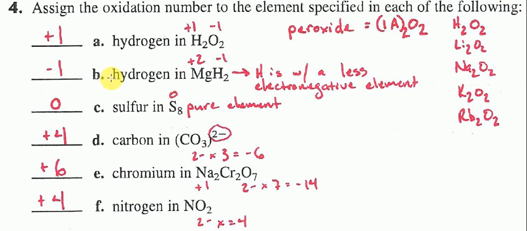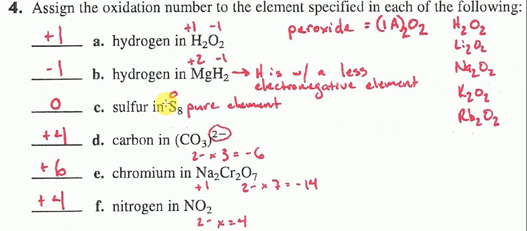Moving on to B, we're being asked for hydrogen again. Hydrogen can be a +1 or a -1. Here we see that hydrogen is bonded with a less electronegative element. Magnesium is less electronegative than hydrogen. That means hydrogen is going to pull on electrons harder than magnesium is, drawing electrons in the bond closer towards the hydrogen. How many electrons does hydrogen have the capacity to draw? 1. So it's a -1. When hydrogen is bonded with a less electronegative element, hydrogen is a -1.